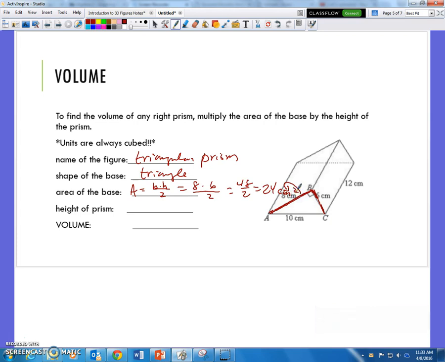The height of my prism in this case is 12 centimeters. So I know that the volume is the area of the base times the height. 24 square centimeters times 12 centimeters. 24 times 12 is 288 cubic centimeters. All right, and so that's it for today. You just need to know how to find the area of the base and then multiply that number by the height. Voila, you have your volume.